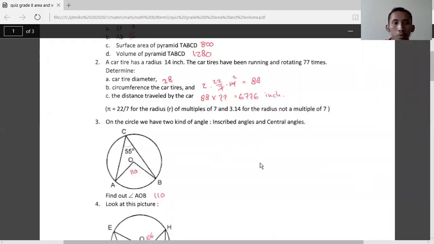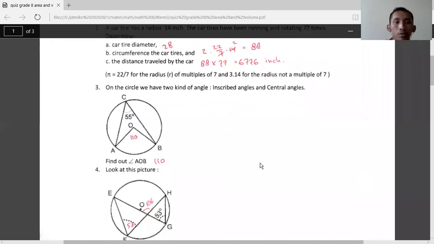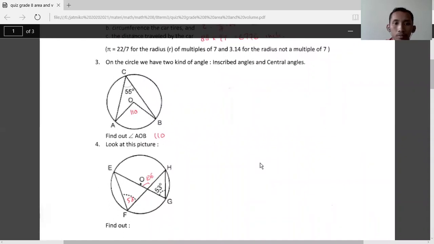Okay, number 2, like number 1, most of you are correct. We move to number 3. This is about the degree of an angle from the circle. I have a clue here already about the inscribed angle and central angle. The central angle is twice the inscribed angle. So if you see the previous handout, you can find AOB is the central angle from this arc AB.